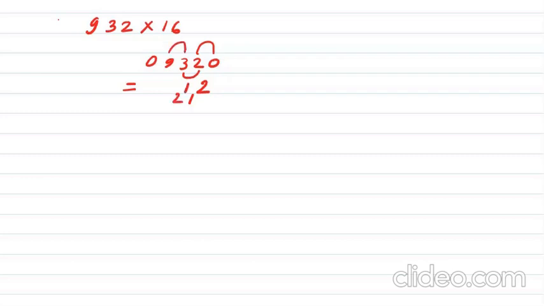Then I take 9 and 3. 9 into 6, 54, 54 plus 3, 57, 57 plus 2, 59. So I will write 9 and then 5 will be the carryover term. And finally 0 into 6 will be 0. Means I have to take these two numbers. So 0 into 6 is 0, 0 plus 9 is 9, and 9 plus 5 is equal to 14. So the product here is, what is the product? 14912. So this is how you multiply any number by 16.